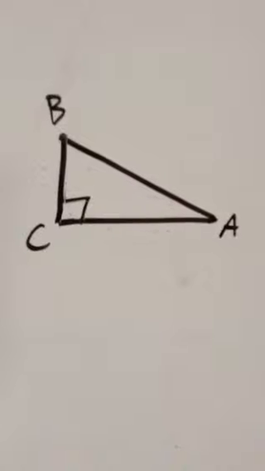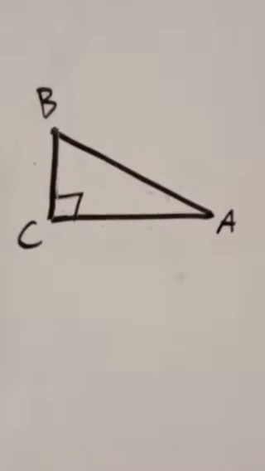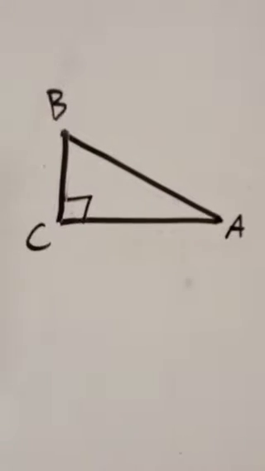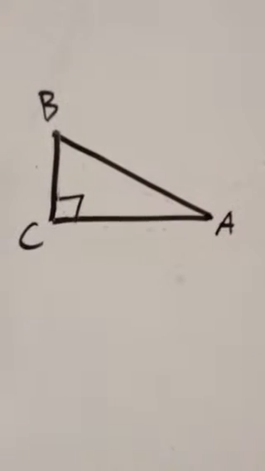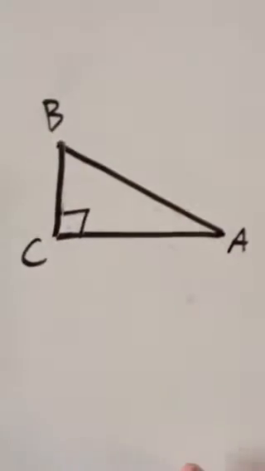We need to talk about how to find a missing side of a right triangle and not use Pythagorean theorem. Okay, so I got a triangle here. ABC is a right triangle because it's got this little right triangle marker. So let's just pick out some stuff about it.